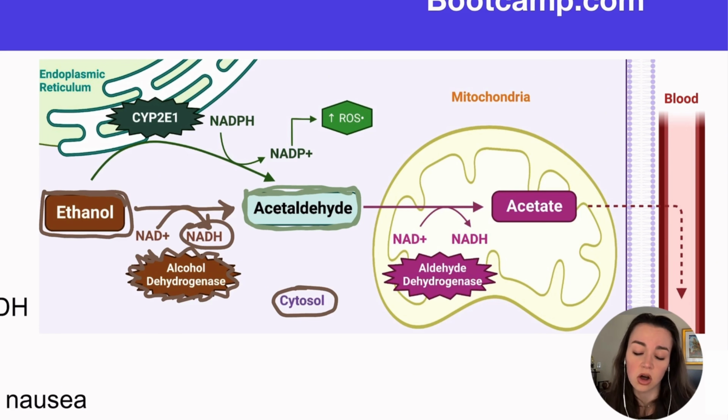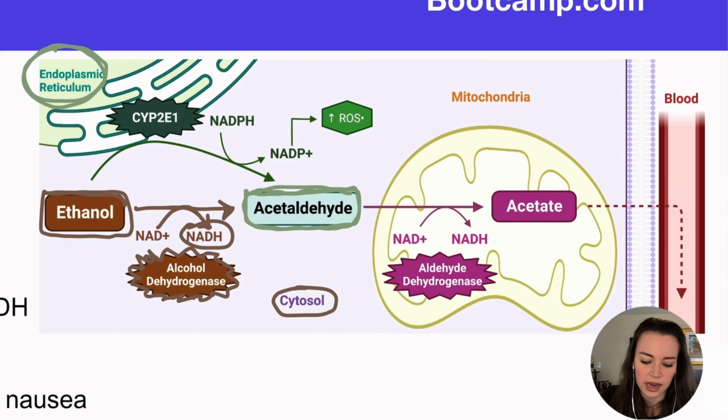However, in heavy alcohol consumers or patients with alcohol use disorder, this endoplasmic reticulum pathway is going to kick in and play a larger role. Here, ethanol is still turning into acetaldehyde, but it is going to require the cytochrome P450 system, specifically CYP2E1. And that enzyme is living on the surface of the endoplasmic reticulum.